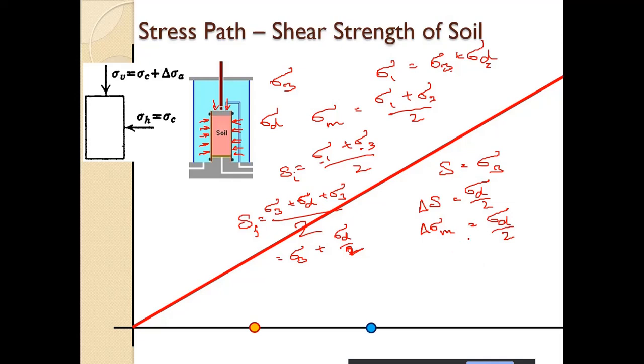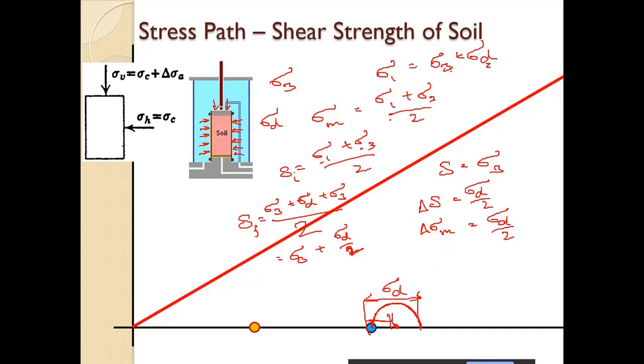That means the total confinement of the soil will increase by half of the deviatoric stress we are applying, because sigma d is ultimately like the center of the Mohr circle. This is the total mean confinement it is showing. If this is sigma d, as we have discussed earlier, then this is sigma d by 2. This is the diameter and this is the radius.